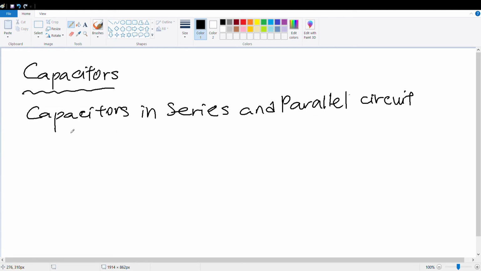Since the capacitor is attached to the circuit, it means that the capacitor is attached to the power supply. So in this form, the capacitor is a charged capacitor instead of an isolated charged capacitor. What I mean by a charged capacitor is a capacitor that is connected to the battery. So that's the difference. Okay, so this is the topic. Let's begin with capacitors in series circuits.